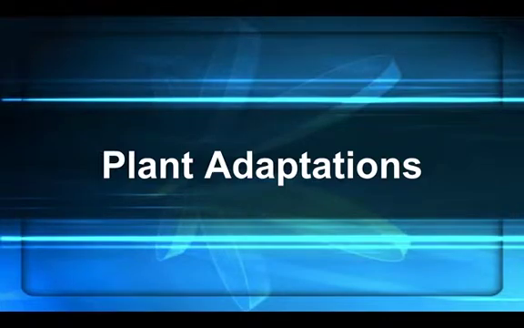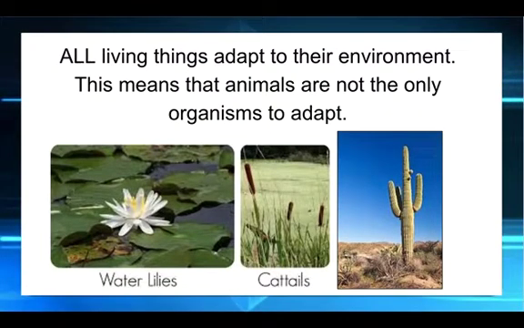Now we've talked a lot about animal adaptations. This next part is going to talk about plant adaptations. So all living things adapt to their environment. This means that animals are not the only organisms to adapt. Things like water lilies, cattails, and cactuses are all great examples of plants that have adapted to better survive in their environment.